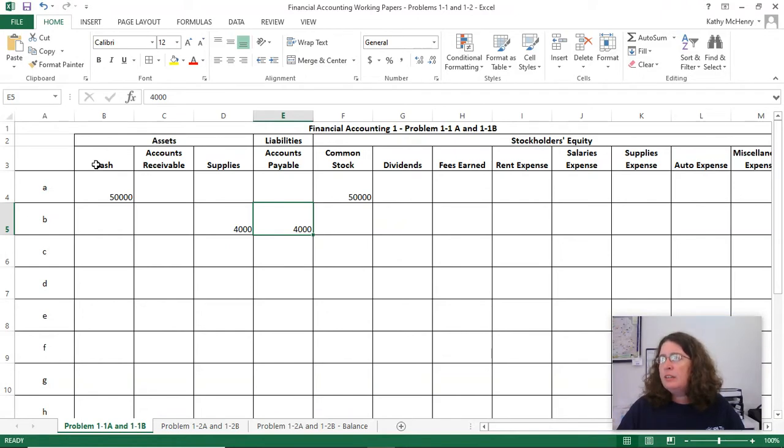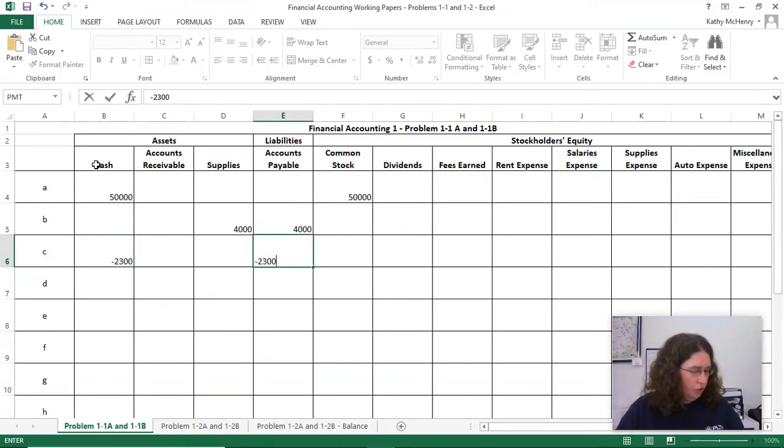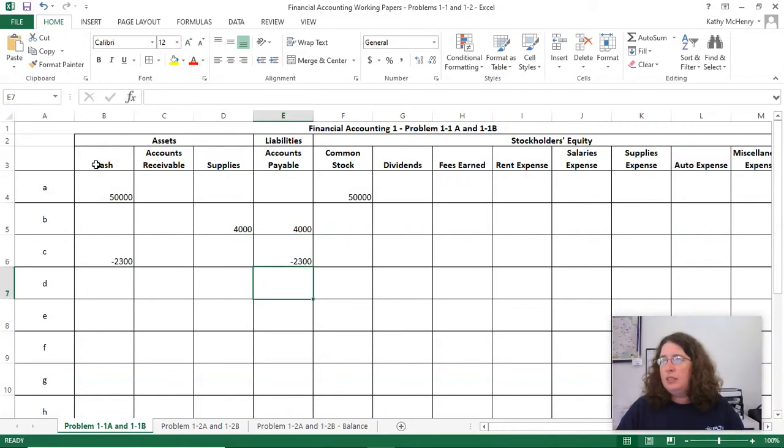Okay. Letter C, paid creditors on account. So we paid cash, so we're going to have minus $2,300 there. We paid creditors on account, so we're going to have minus $2,300 in our accounts payable to say that, hey, we charged $4,000 there and we made a $2,300 payment on letter C.